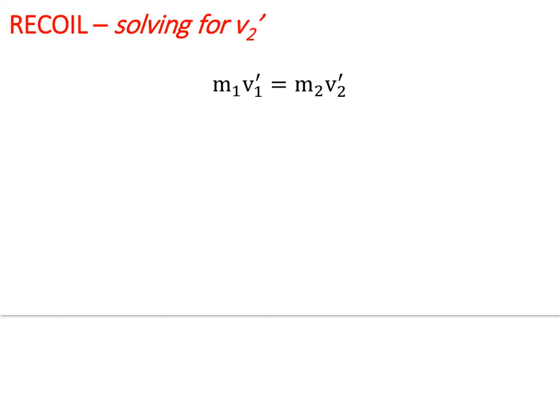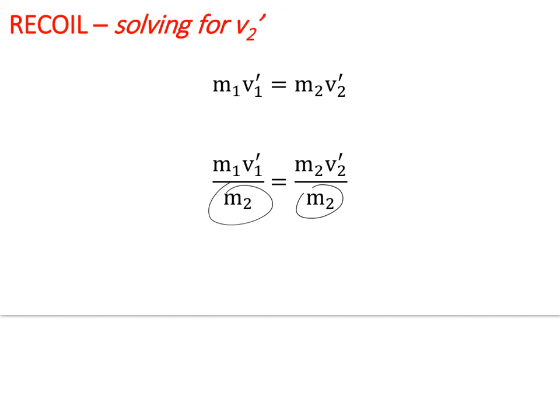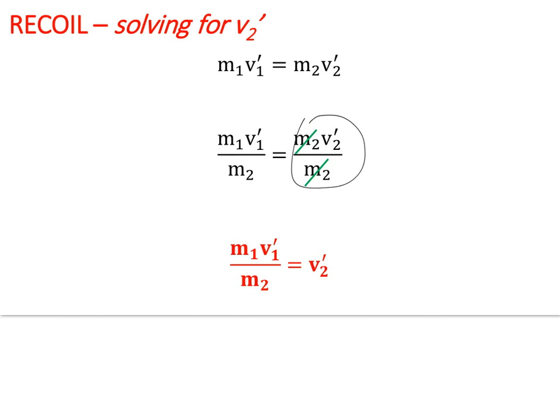If I want to solve for v2, I want to know how fast is the second object moving after the recoil. I do it exactly the same way. So I want to isolate this one. I'm going to divide both sides by m2. They cancel out, you can see here on the right, and I'm left with this equation.